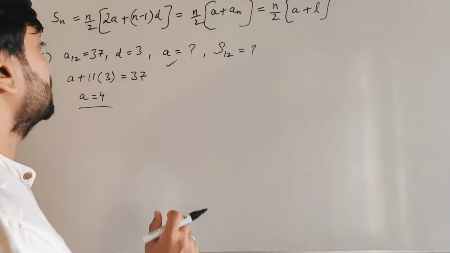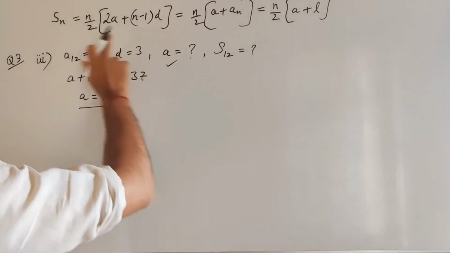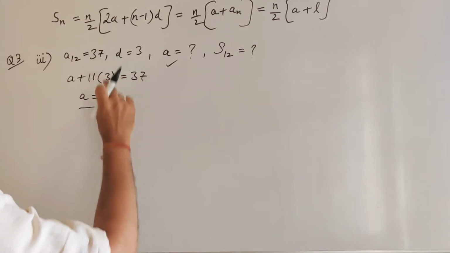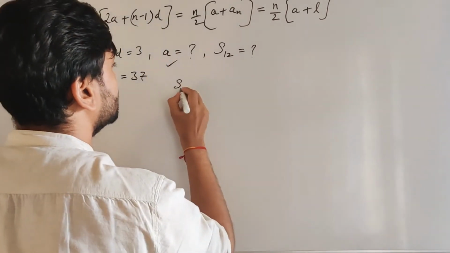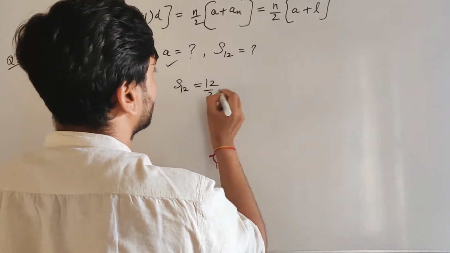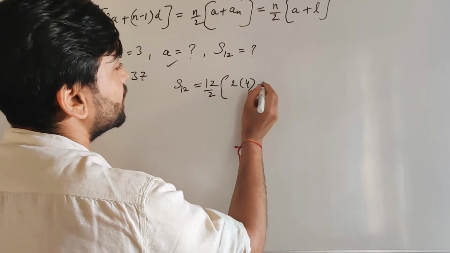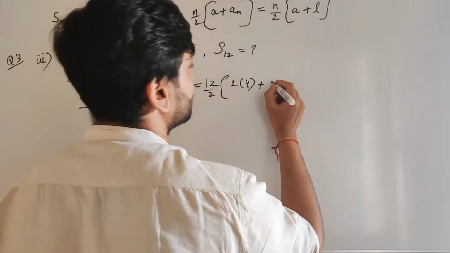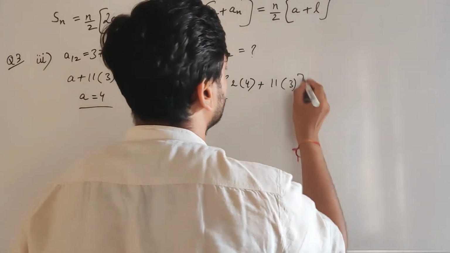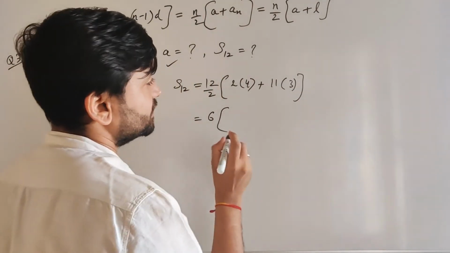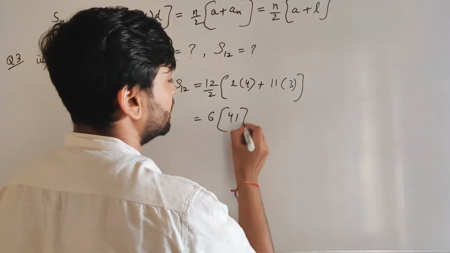For S12, we will use the SN formula. In this, we know N value is 12, we know A value, we know the common difference value already. So we can find S12 directly using the formula 12 by 2, 2 into A, which is 4, plus N minus 1 into D. So N minus 1, 12 minus 1, which is 11, into the common difference value, 3. We simplify, we get 6 into 8 and 33. 8 and 33, we add, we get 41.